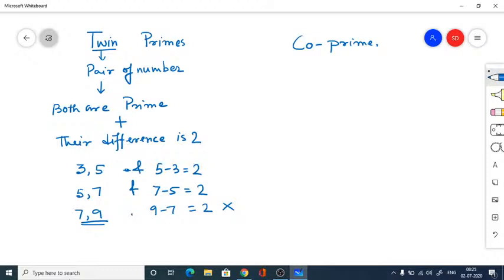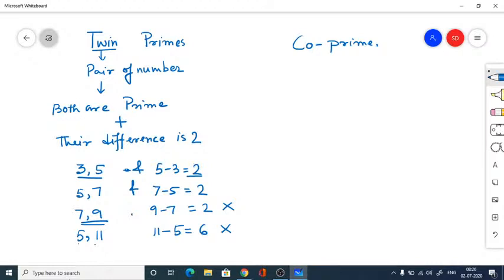Again, if you have 5 and 11, both are prime numbers but 11 minus 5 is equal to 6, so this is also not a pair of twin primes. So what is the criteria? Both should be prime and the difference should be 2. Only if both conditions are satisfied do we say that they are twin primes.